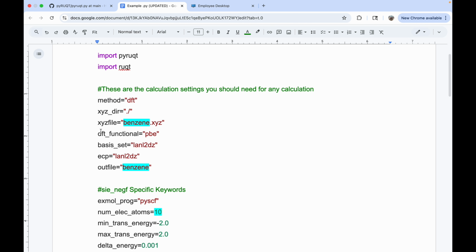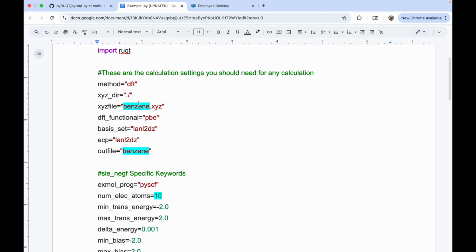Moving on to the XYZ directory, this is the directory in which your XYZ file is in. We always recommend that you put your XYZ file in the directory in which you are running your calculation. So that's why we have the period slash. What the period slash tells the computer is that it is in the directory in which the calculator is running, or in which the script is located as well. Next thing is the name of the XYZ file. And for mine, I named it benzene.xyz. So you just want to have the full name of the XYZ file.